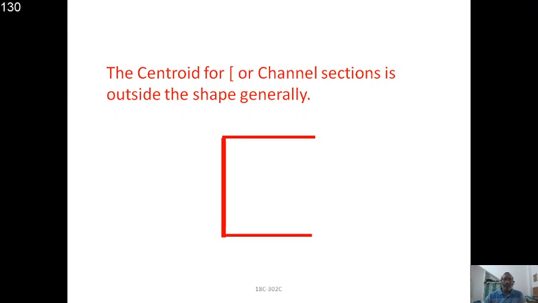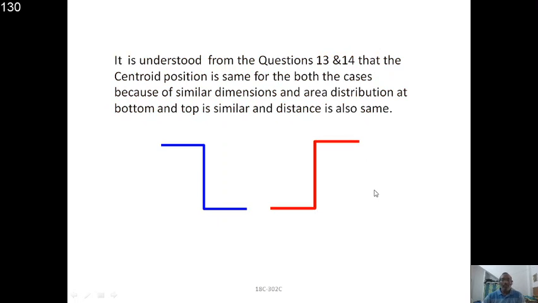The centroid of a channel section is also outside of the shape. So generally it is located somewhere here, right? So it is the location of the centroid. And with the inspection of the jet sections, taking their mirror images, we understood that the centroid position is not going to change even though we make its mirror image.